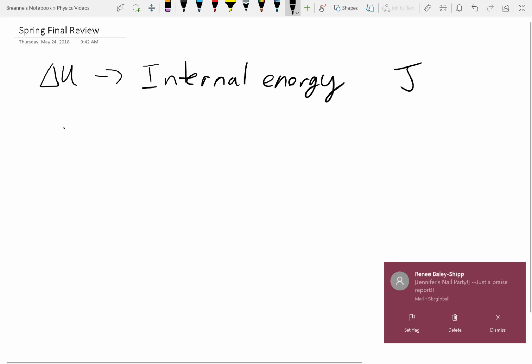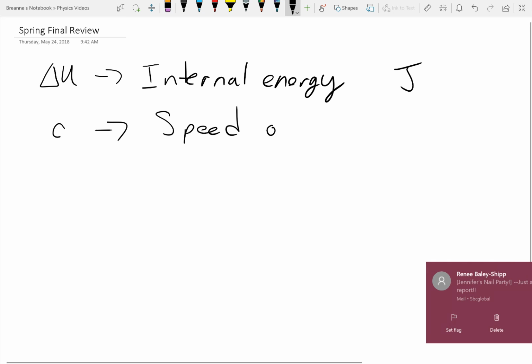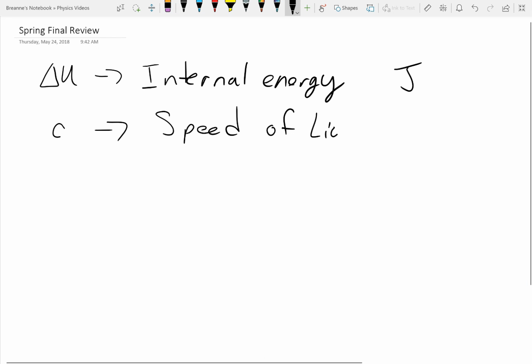The other one that I missed was little c, which is your speed of light. Big C is your specific heat. Speed of light is measured in meters per second, but that's also a constant. So remember, your speed of light is 3 times 10 to the 8th meters per second. So there were two things that I forgot to put in the variable list.